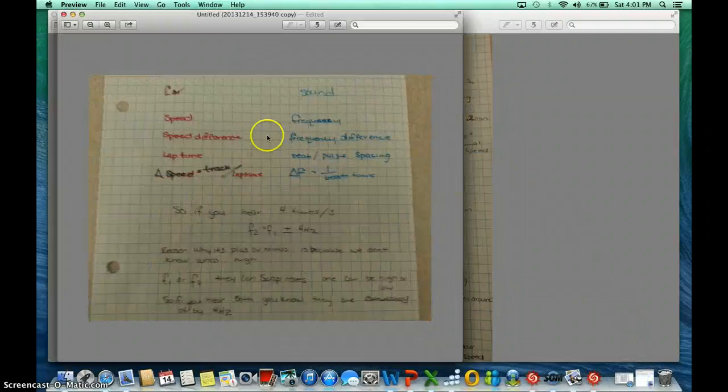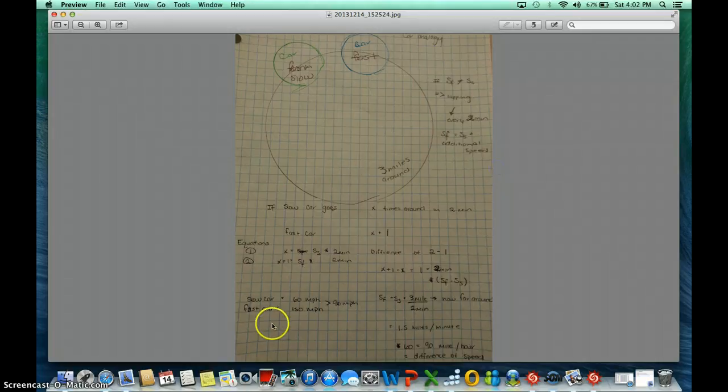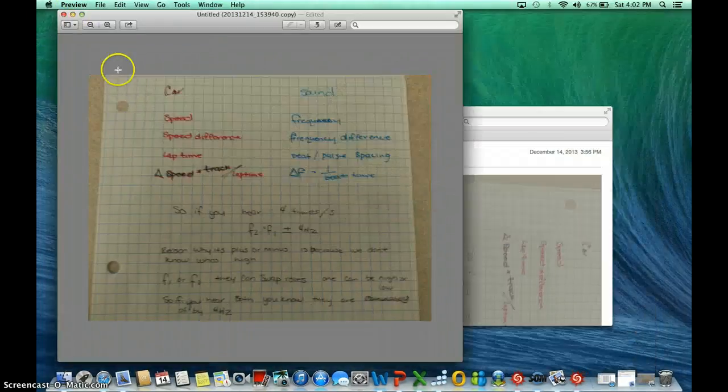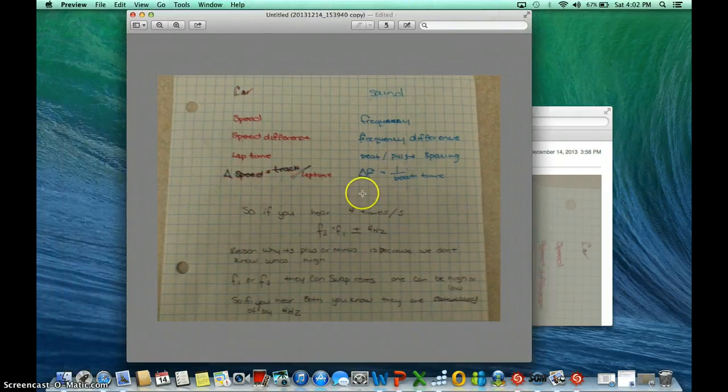Then comparing this to beats, we have the analogy of the car and compare it to sound. Speed equals the frequency. The speed difference is the frequency difference in sound, and the lapping time is the beats or pulsing spacing, and then the change in speed equals the track divided by time. That's what we found in this equation. In sound the change of frequency is 1 over beat. That's why we changed the track to 1 in the second equation.